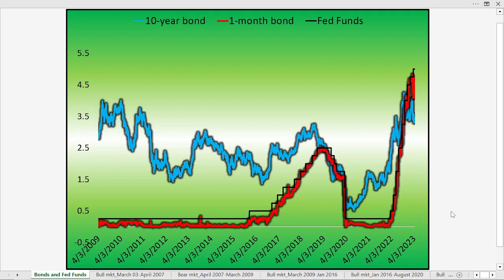Welcome back. Today we're going to talk about how bonds perform under various market conditions.